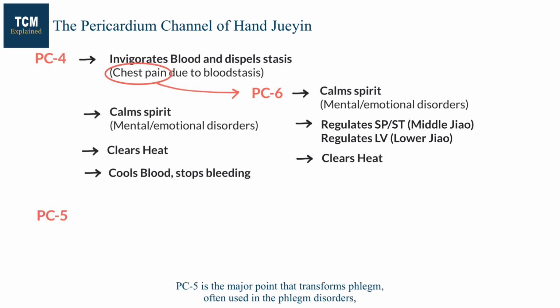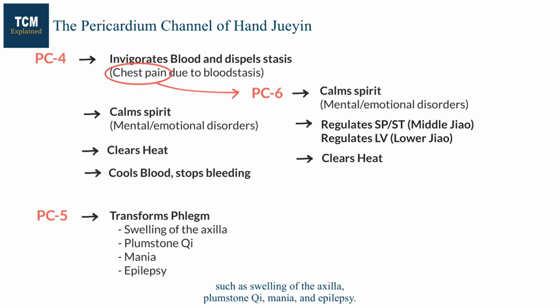PC5 is a major point that transforms phlegm, often used in the phlegm disorders, such as swelling of the axilla, plum stone qi, mania, and epilepsy. It is also indicated for halting speech and loss of voice.